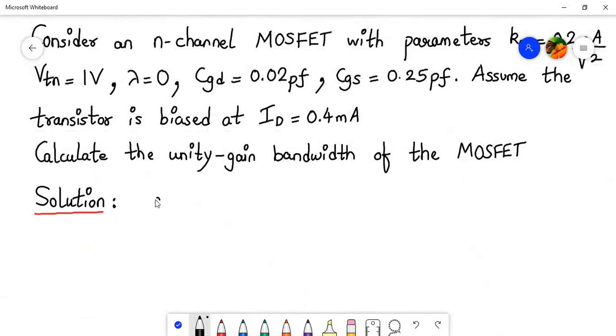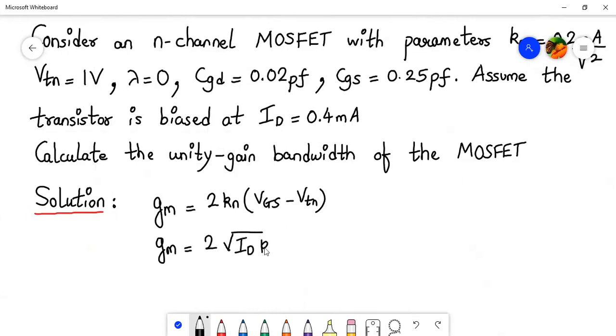calculate the gm value. So solution: gm is given by 2Kn (VGS minus Vtn). Now there is one more formula for gm, because over here VGS is not given, right? So we can write gm is equal to the square root of 2 ID into Kn... over here the ID value is given to you. ID value is around 0.5 milli and Kn value is around 0.2 milli. So you substitute this in your calculators, you will get the value of gm equal to 0.5657 milliampere per volt. That's the value of gm.